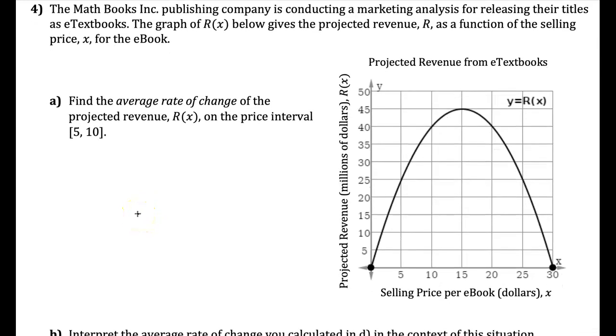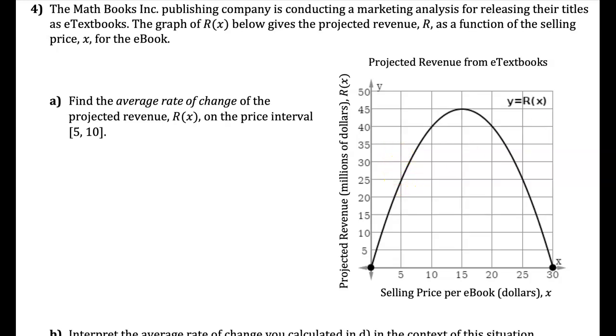Okay, in this problem we are given a graph. Math Books Incorporated Publishing Company is conducting marketing analysis for releasing their titles as e-textbooks. The graph R of x gives the projected revenue R as a function of the selling price x. So we have revenue on the vertical axis, selling price on the horizontal axis. We're asked to find the average rate of change of the projected revenue R of x on the price interval 5 to 10. So you can see 5 to 10 is from here to here, right?